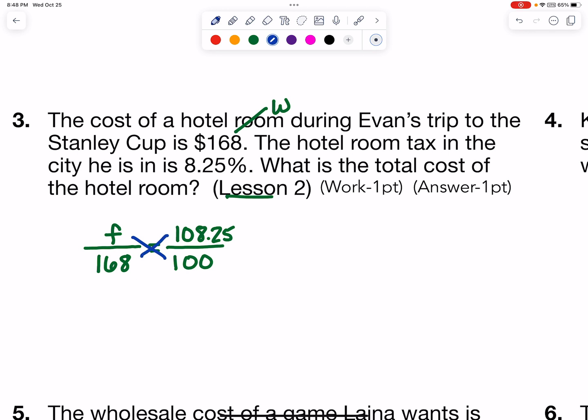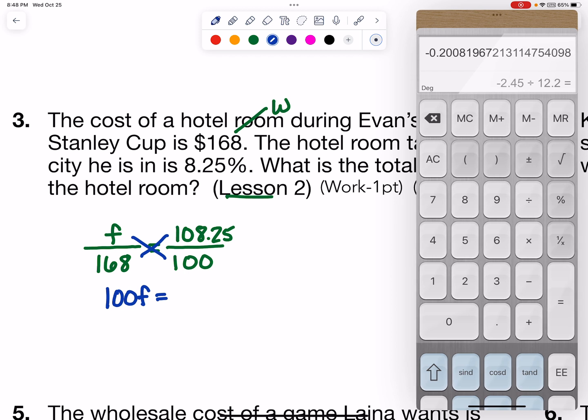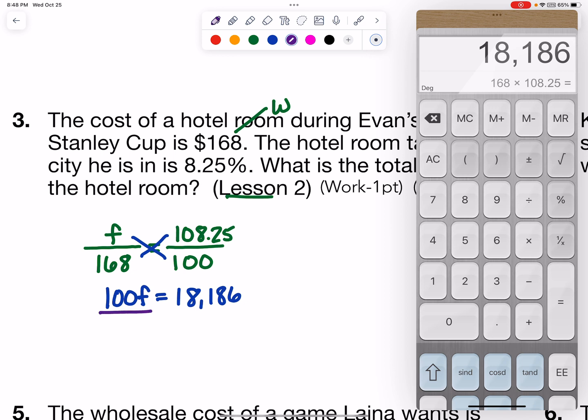We're going to cross multiply. So I have 100F equals, and then I need to multiply 168 times 108.25, and we get 18,186. Let's isolate the variable, dividing both sides by 100.